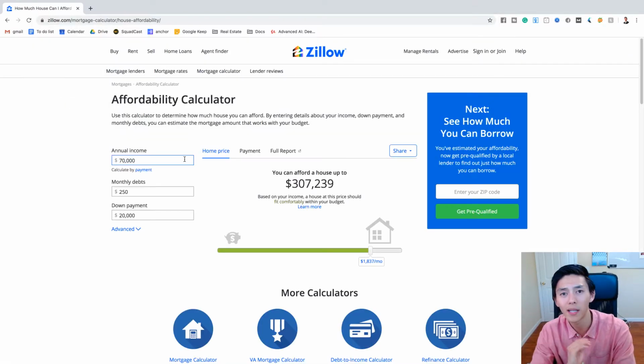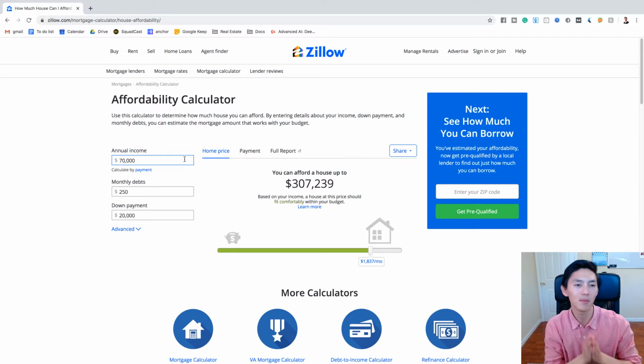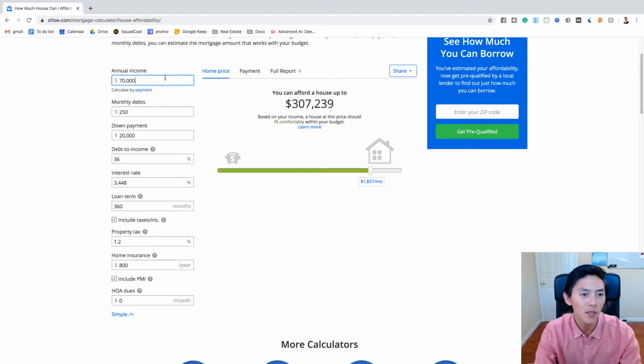By clicking on this link, you're going to be sent to this page, which is the affordability calculator. It's a very simple tool, and I wish I had this back in the past. Basically, you're going to type in your annual income. This is your gross income before taxes. For simplicity's sake, let's just say you make $120,000. And of course, if you're married or you plan on buying this house with another person, you can add both of your incomes together. So in this case, we'll type in $120,000.